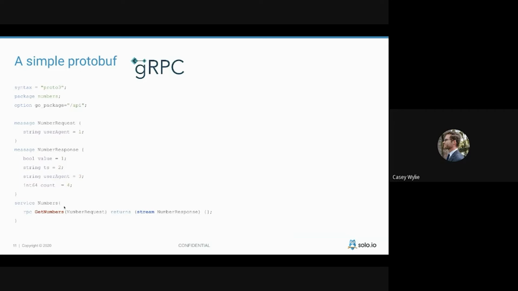And we can see our service numbers. We have just one function, get numbers. It takes in this numbers request, which is a user agent, and it returns a stream of number responses. So this response is just going to keep streaming. The way I programmed it for simplicity is actually an infinite for loop in Go.